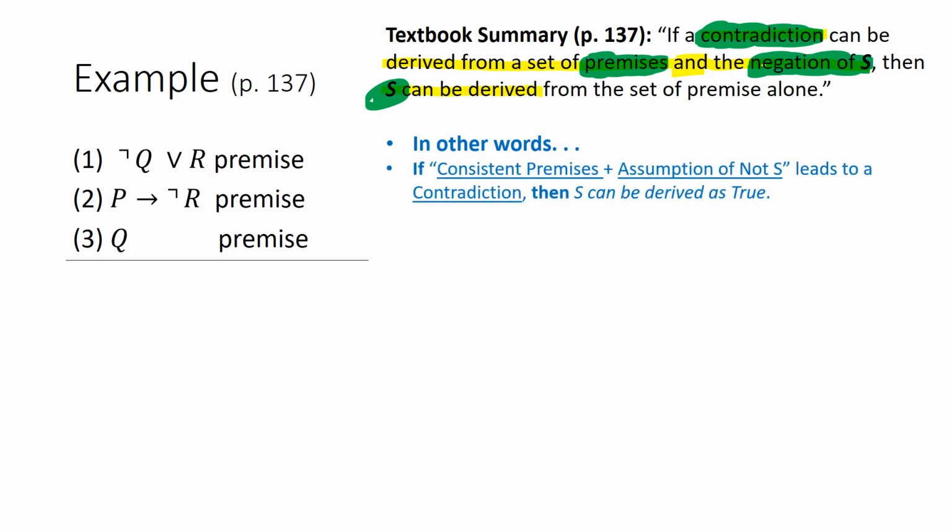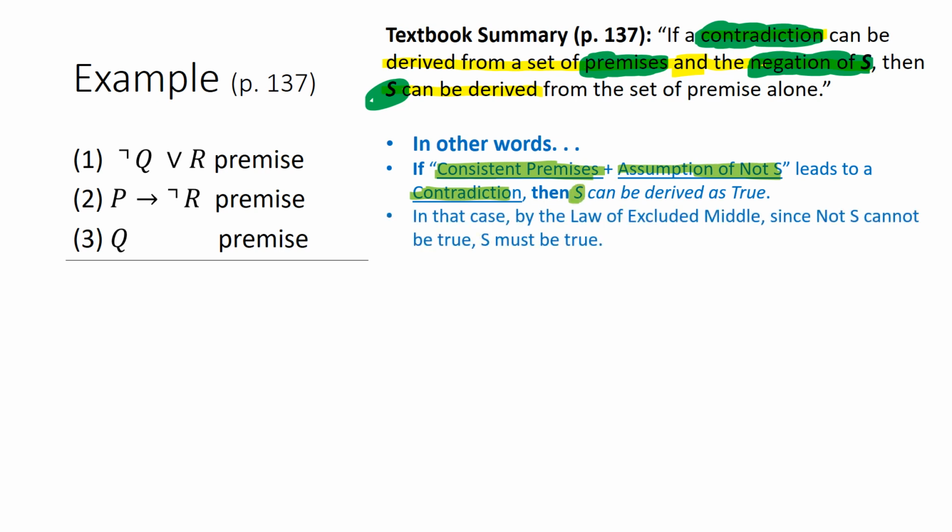In other words, if we have a consistent set of premises, and here I just mean the premises given from the outset, they're consistent, they do not lead to any contradiction. And we then make the assumption of not S. We say not S is true, but here we do get a contradiction. This leads to a contradiction. It thereby follows that S can be derived as true. In that case, by the law of excluded middle, since not S cannot be true, S must be true. We have premises, we have the assumption not S, but this leads to a contradiction. But the only way that could happen is if not S is false. But if not S is false, S must be true.